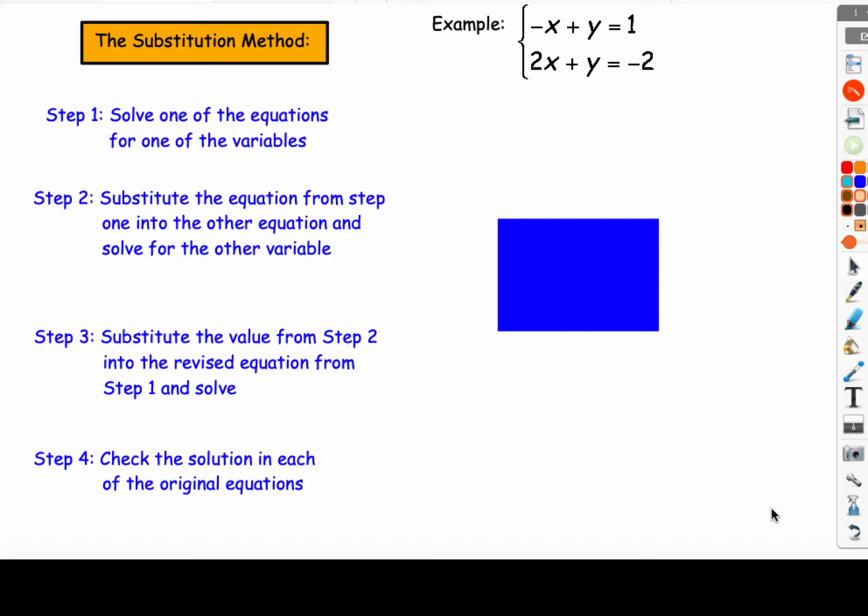Substitution is a really good method for how to solve systems of equations, to find that one coordinate where both equations cross, right? Or both lines, if we graph them, would cross.